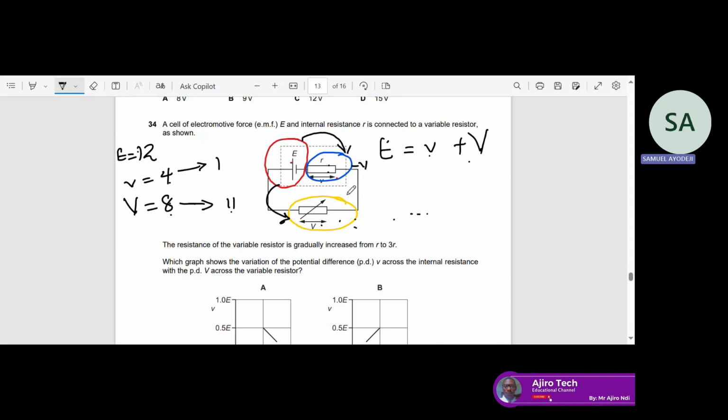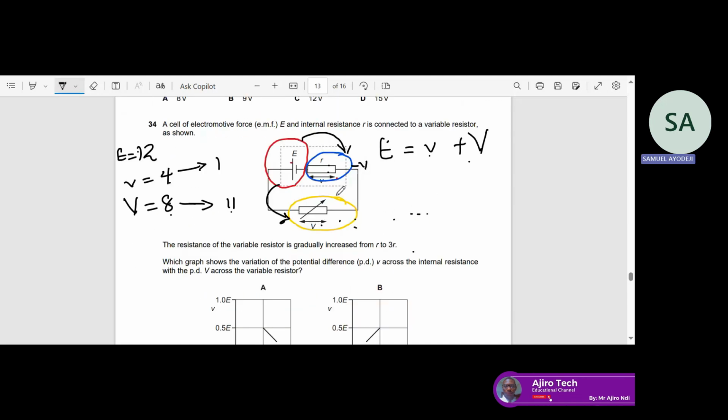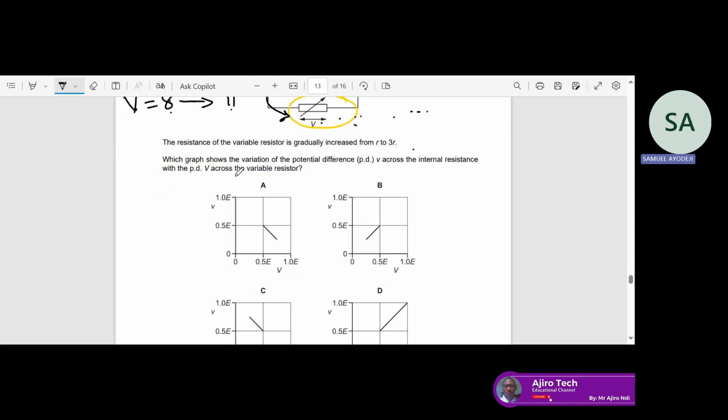So if you have that idea now, we're able to solve this. If the resistance of this one increases gradually, it means the PD across this one will increase, and the PD across the internal resistance will decrease. That's what it means. So which graph shows the variation of the potential difference across the internal resistance? Across the variable, they are saying total PD, this EMF is 1.